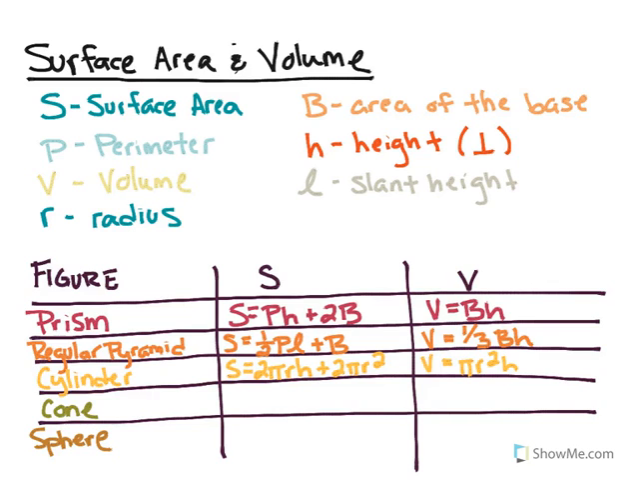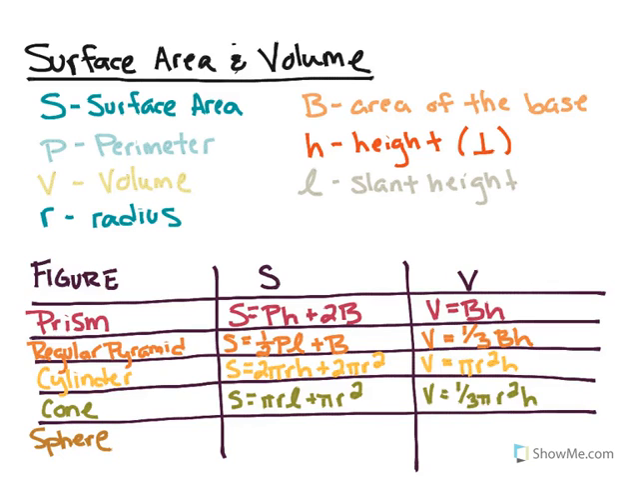Next one, we have a cone, just like an ice cream cone. It has one circular base, so this is going to also include radius. So the surface area is going to be pi times the radius times the slant height plus pi r squared, because that's the area of its base. And the volume of a cone is 1/3 pi r squared times the height.